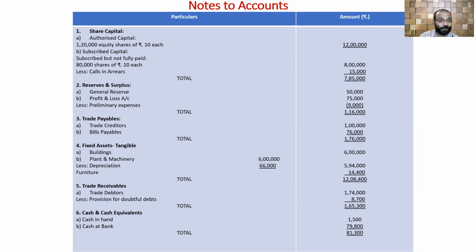We have to deduct it from the reserves and surplus. So minus preliminary expenses: if you deduct 50 plus 75, that is 1,25,000, minus 9,000, we get 1,16,000, which is the total for reserves and surplus. Keep that. Now we are going to take it to the balance sheet.